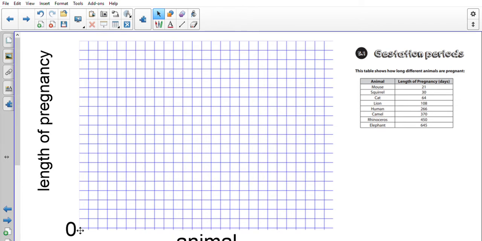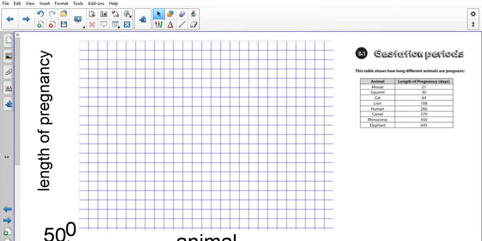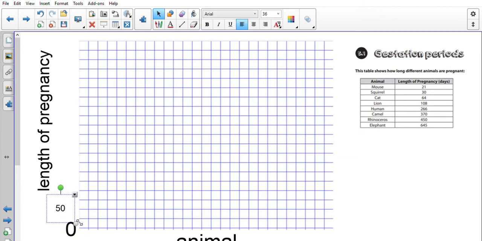We've got our 0. Now I was wondering what scale would be best to go up in. We've got a large range of numbers there. If we went up in 25s, it wouldn't fit, so we're going to go up in 50s. I'm not going to do all of this for you, but I will do it with you. I'm going to make these smaller, and you write the numbers on the lines, not in the boxes, on the lines.